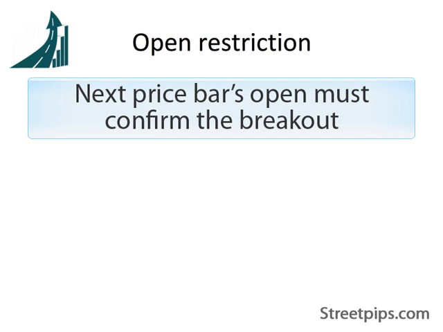The open restriction qualifier is important, as it requires the market to demonstrate a follow-through to the bar subsequent to a suspected breakout. It is possible to influence a closing breakout above or below a breakout level to ensure the likelihood of a breakout. However, the next price bar's open must confirm the breakout.